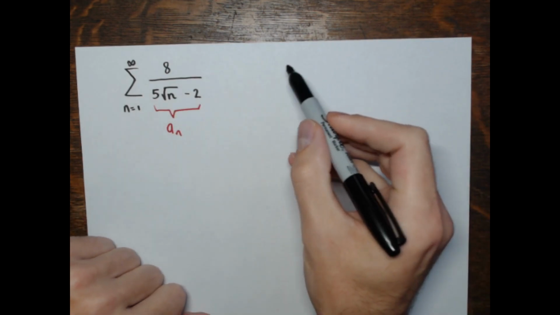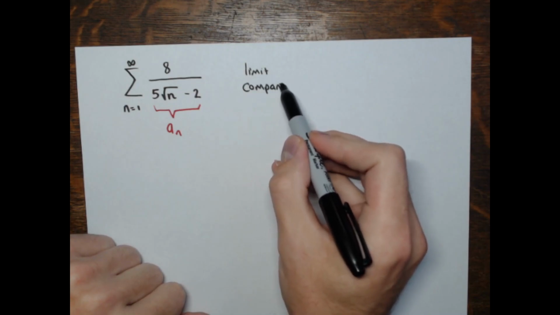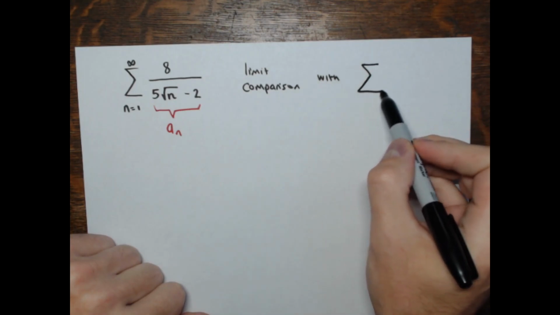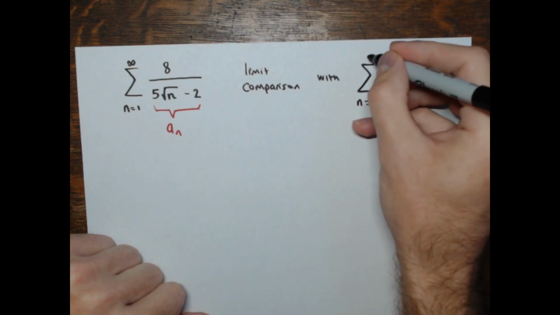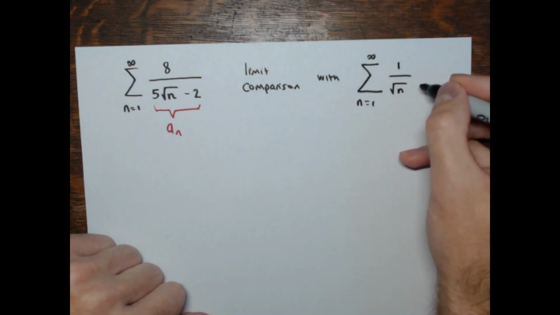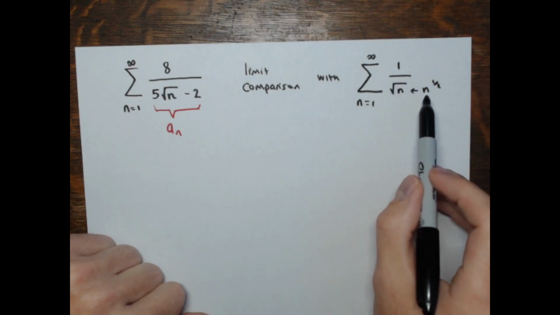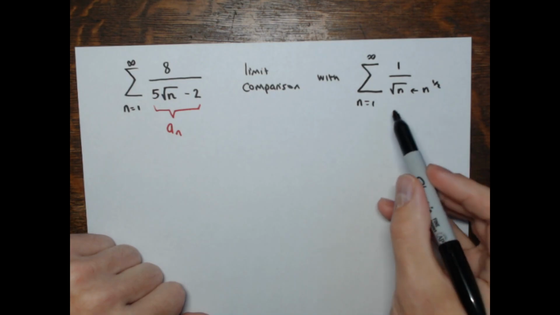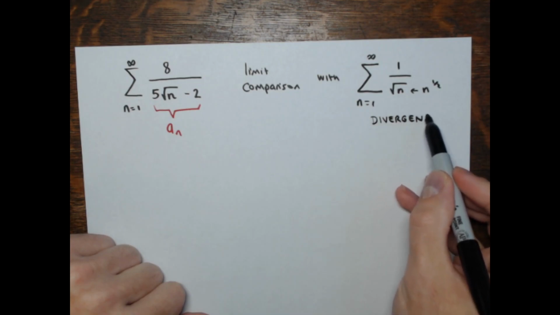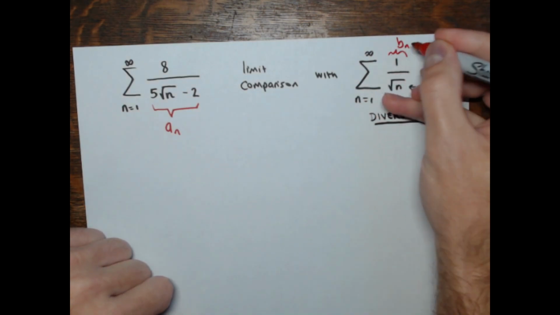And then we're going to do a limit comparison with the series they gave us, the sum from n equals 1 to infinity of 1 over the square root of n. Remember, this is n to the half power down here. So it's a p series where p is less than or equal to 1. So we know that this series we're comparing with is divergent. I'm going to call the 1 over square root of n the b sub n's.